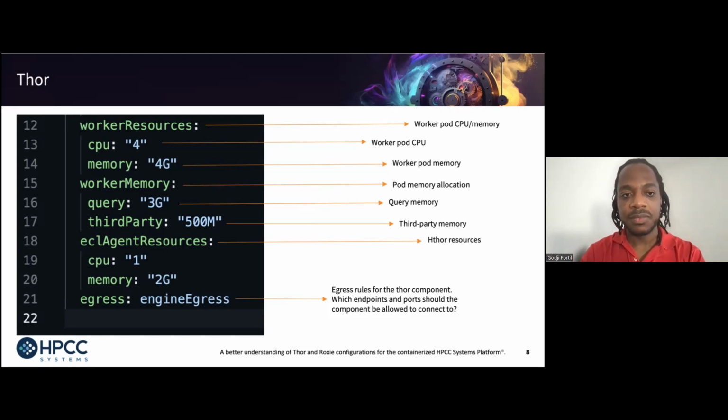After that, we have worker memory. As you can see, the worker memory is divided in two. The first one is query memory, followed by the third-party memory. Together, as a total, the query and the third-party memory should not exceed the worker resources memory. So currently we have worker resources at 4 gigabytes of memory, and the query and third-party should not exceed that 4 gigabytes.